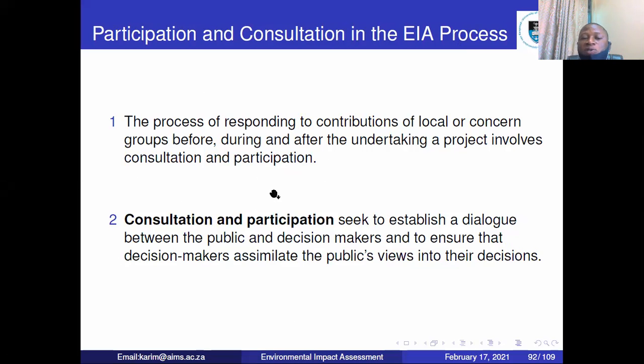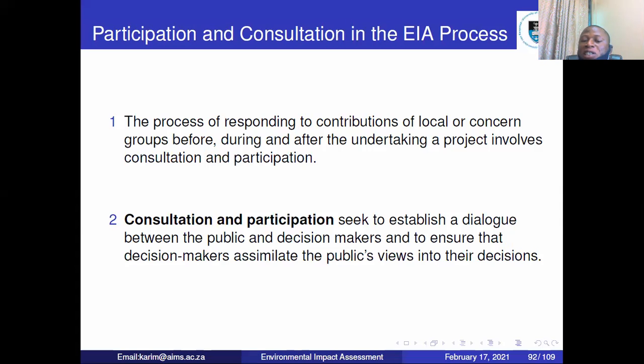This is the process of responding to contributions of local concern before local or concerned groups before, during, and after the undertaking. So in the consultation and participation aspect, at all times, those that are affected by the project, the local people within the environment where your project is, you always have to discuss with them, allow them to participate, take decisions with you, and then you move on.